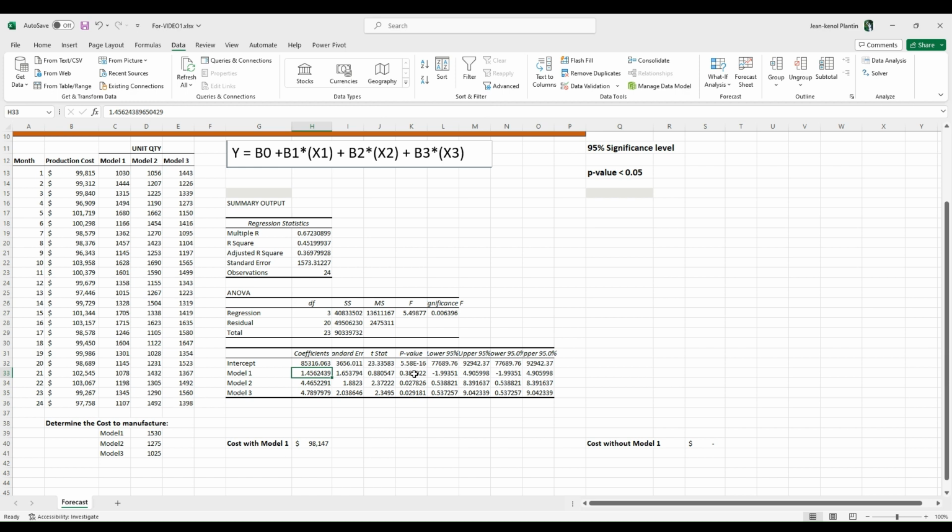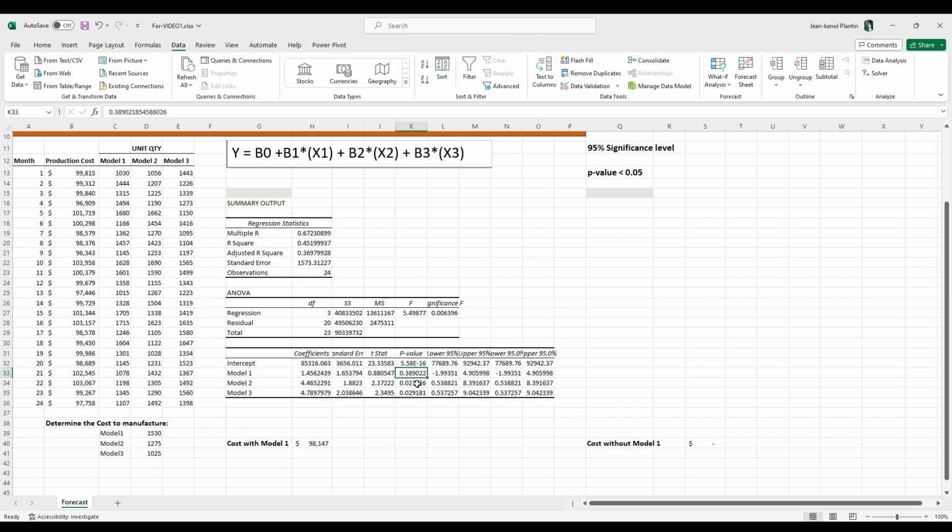The p-value is the probability of obtaining the results that we're looking at over here, assuming that the null hypothesis is true. That means there's no change, there's nothing else. So in order for the p-value to be statistically significant, it has to be less than 0.5. And when we look at model 1, we get a p-value of 0.389, which is way bigger than 0.5, which means that model 1 is not statistically significant for this model.